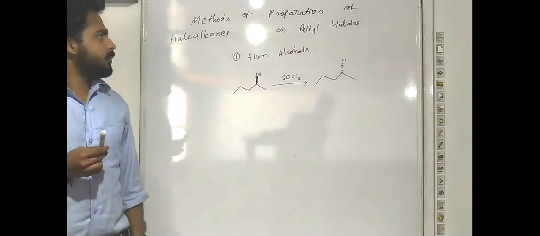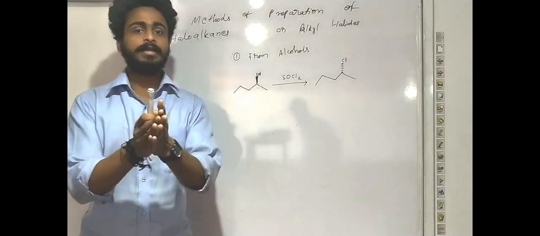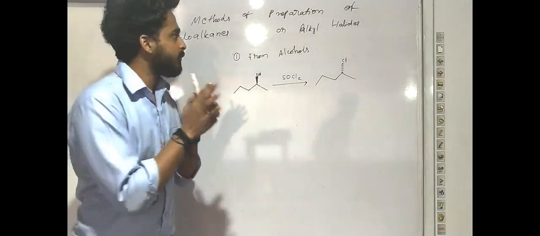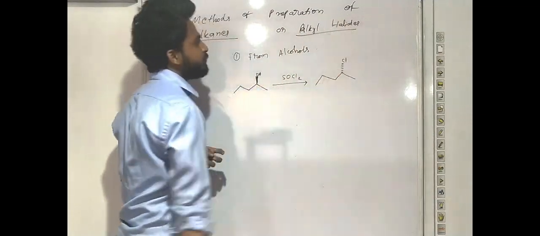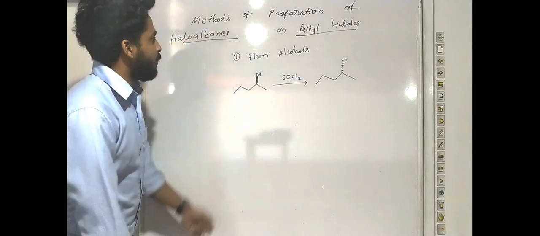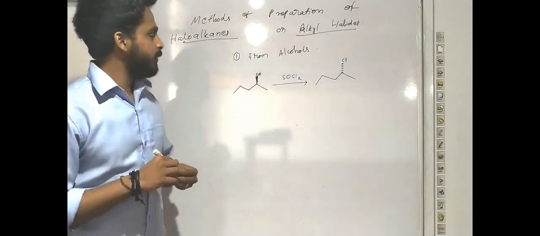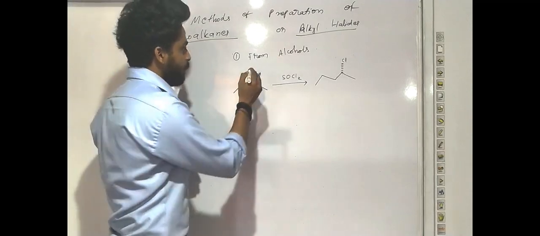Good morning, students. Today we are going to discuss methods of preparation of alkyl halides, or haloalkanes. We already discussed structure, naming, and all of that for this chapter. Next, what we are going to discuss is preparation. The first one is from alcohols.